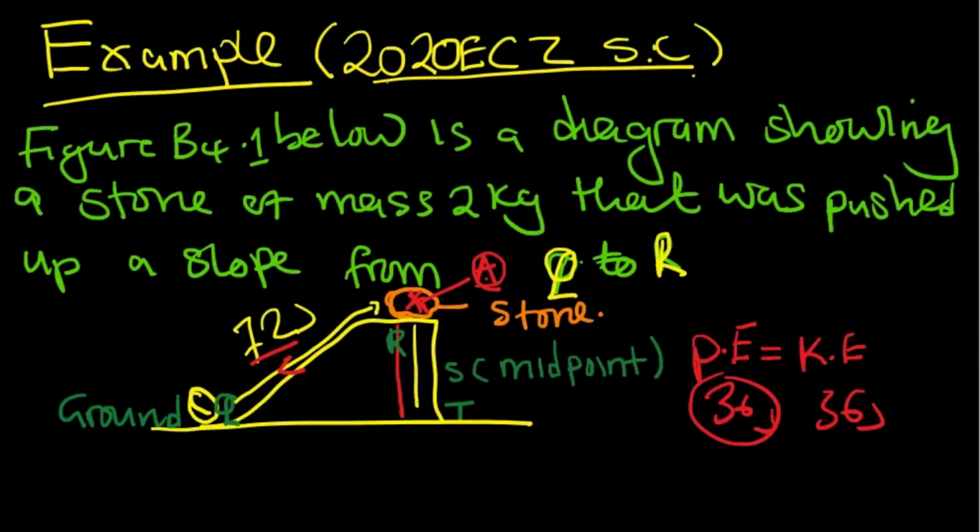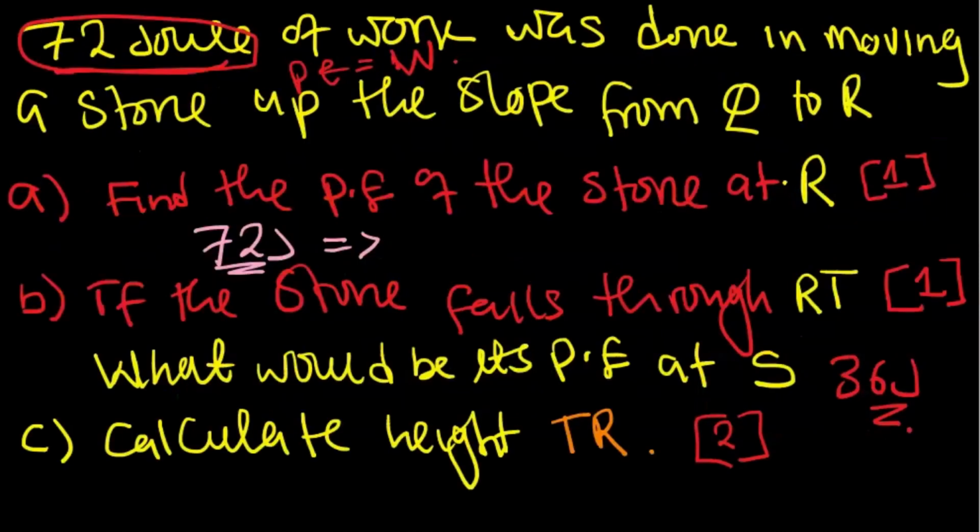The other question is, calculate the height RT. So R is here, T is down here. We want to calculate the height of the slope. Okay? So what is the height? How do we find the height? The only way we can find the height is when we apply the formula for potential energy. Remember, in the formula for potential energy, there's height. So potential energy is equal to mass, gravity, height. So we can find height given potential energy, mass, and gravity.